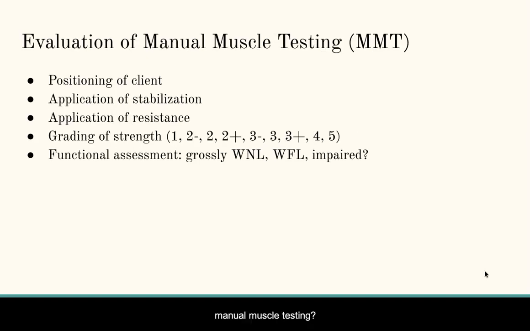And manual muscle testing, all of this should also be familiar. Positioning of the client is important, where you provide stabilization and resistance, and then what is the grading of the strength, and going back to your functional assessment, within functional limits, within normal limits, is it impaired, and how much and why. And when it comes to manual muscle testing, knowing which diagnoses it's contraindicated for manual muscle testing.